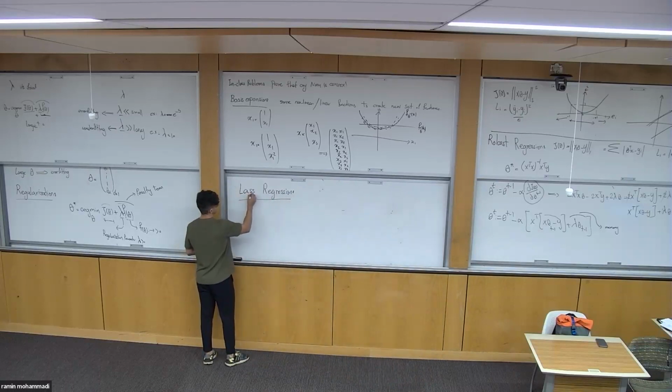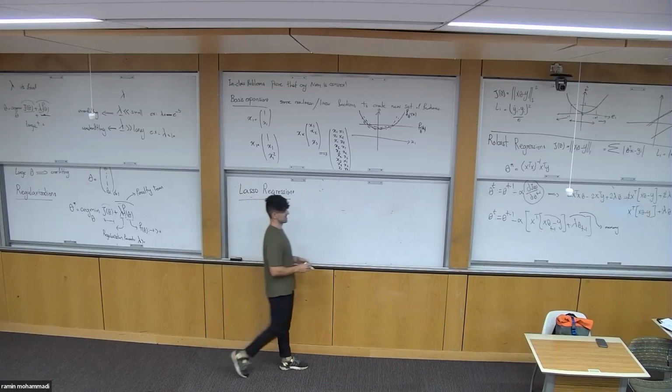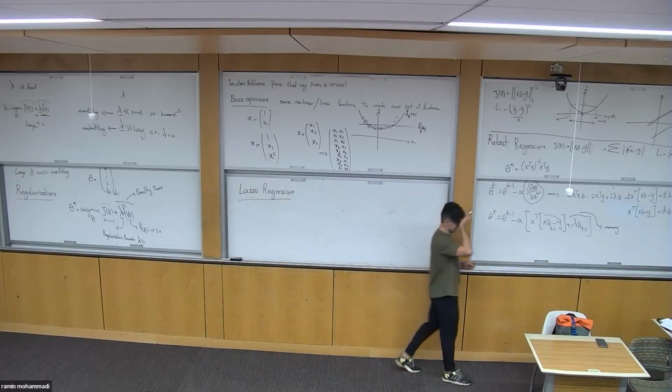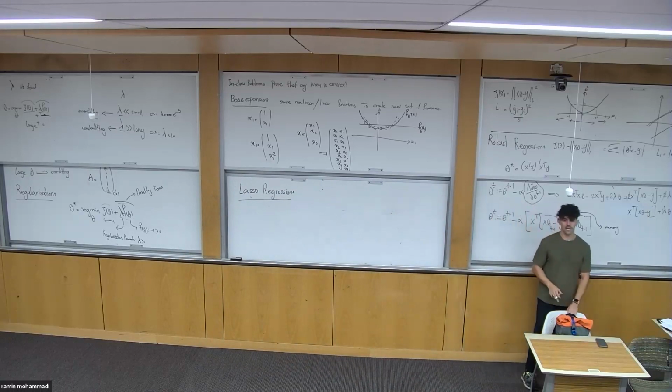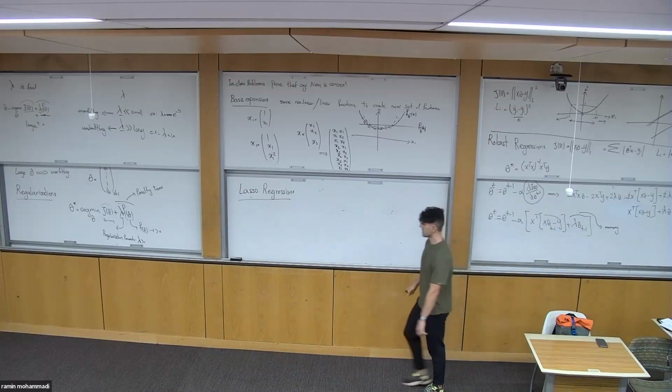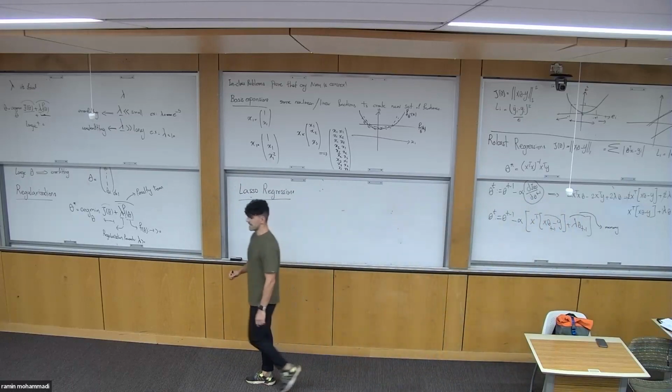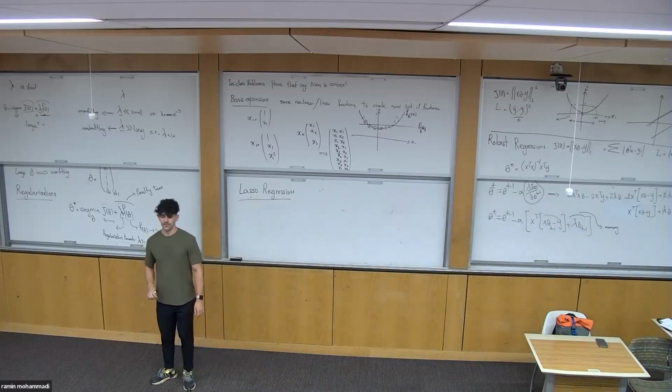Yeah, he's happy. Lasso regression. Okay. So the other really important type of regression is lasso. Ridge is one, lasso is the other one. And trust me, it's a really easy set of interview questions.